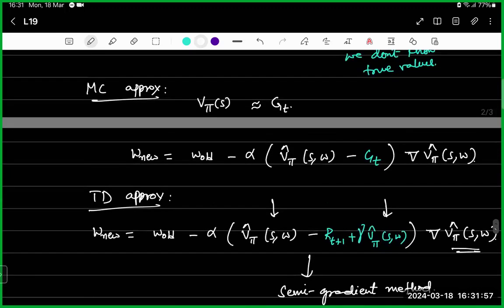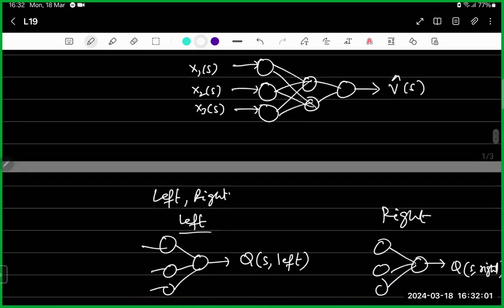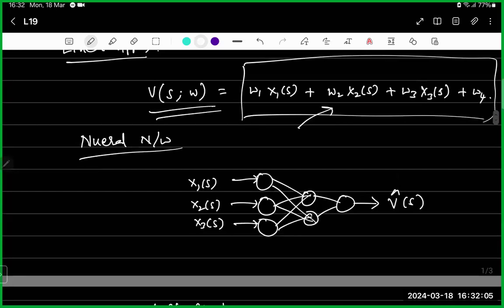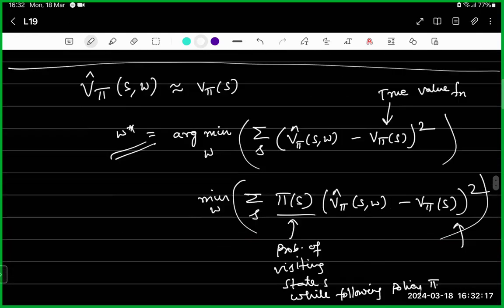If you use a neural network for this function, it's a nonlinear function, right? Because you will use some activation function, etc. But if your value function approximation is a linear function, then these guarantees are there. Okay.